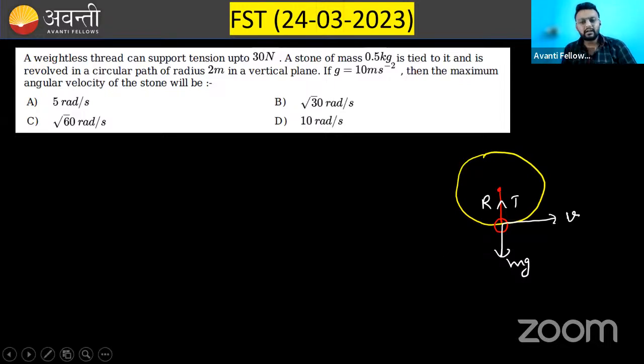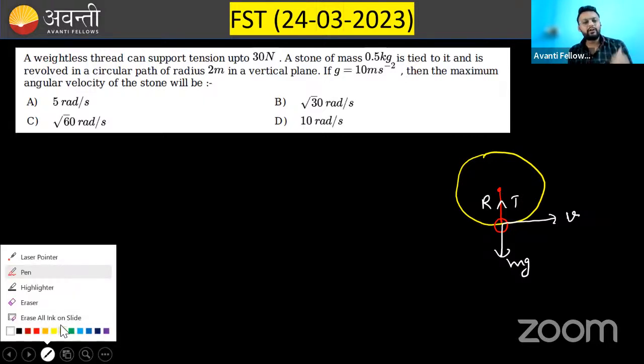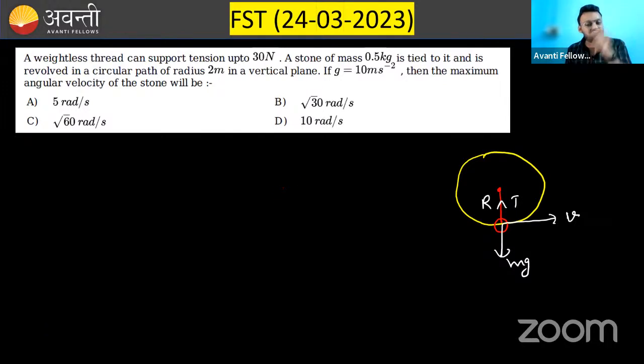Now, one thing for sure that you should know from the vertical circle chapter is that tension in the string is maximum when the particle is at the lowest position. If you don't know this line, try to write it down. The tension in the string will be maximum when the particle is at its lowest position. Write it down. That's why I have drawn the particle in the lowest position, because I was given the maximum tension.